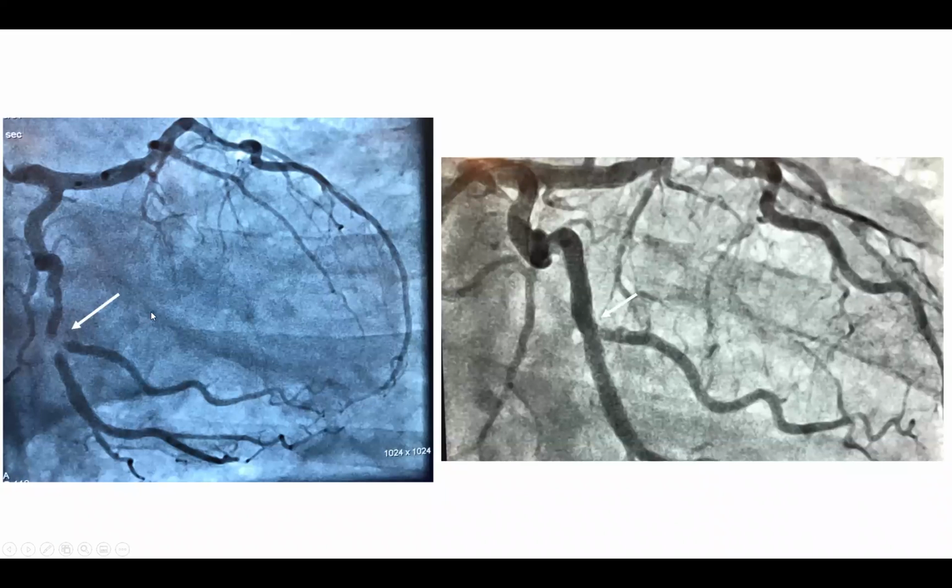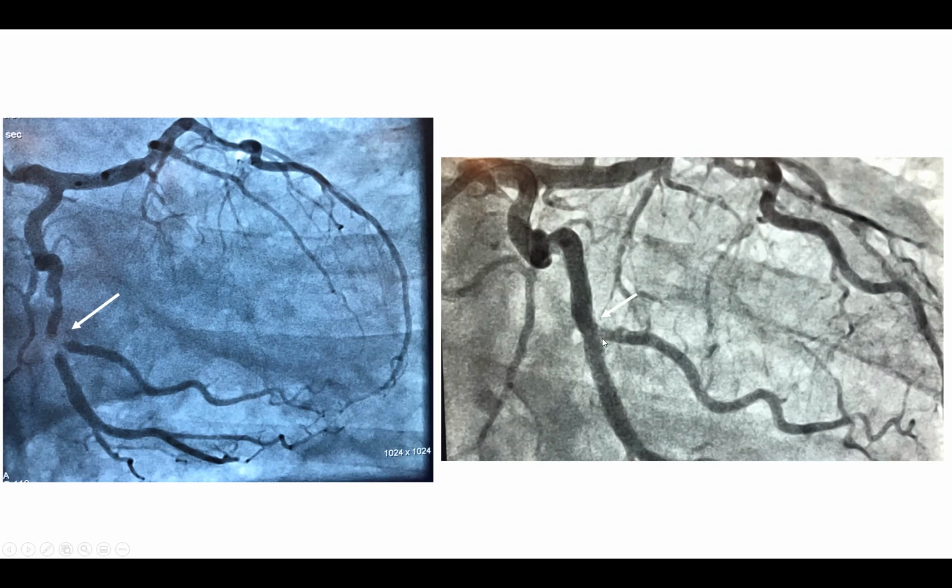This is from a case I did yesterday. This is a left circumflex, let's say bifurcation into OM2 and main left circumflex. It's 1-1-1, but it's a true but non-complex bifurcation because it's only the very ostium that's involved. So here, we double wired, pre-dilated that OM2 with a 3 millimeter 1-to-1 balloon, good predilatation. Then I stented across the OM2. This is the result. It's a very good result.